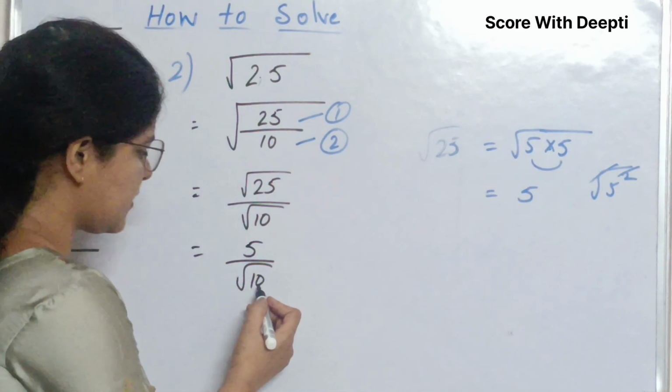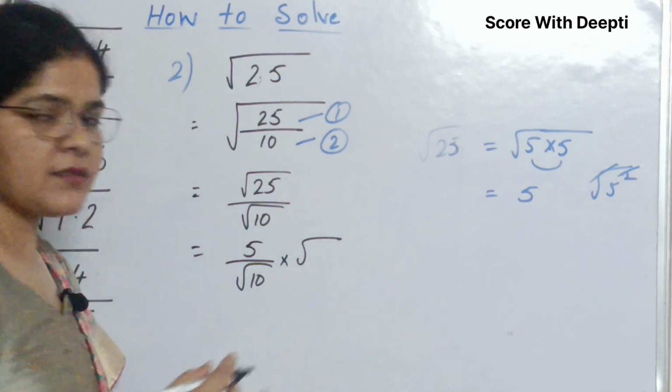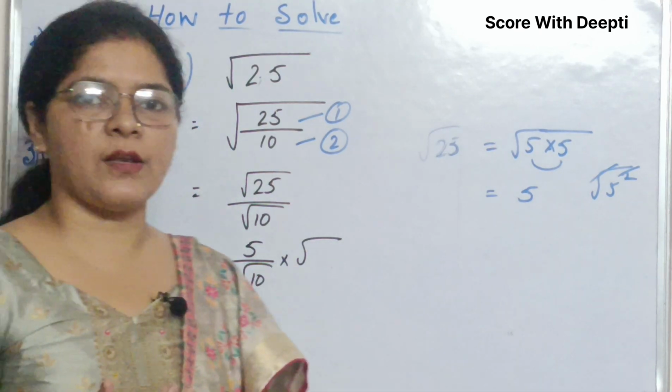Next, rationalize square root 10. When there is a square root in the denominator, our next step will be rationalization.